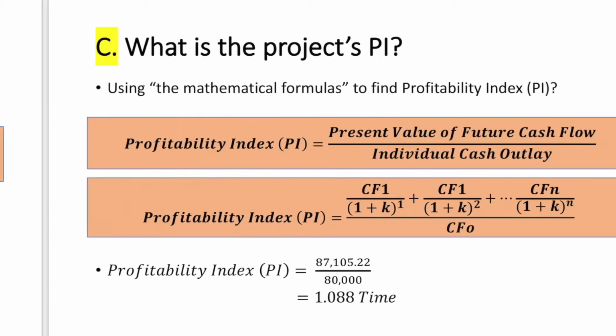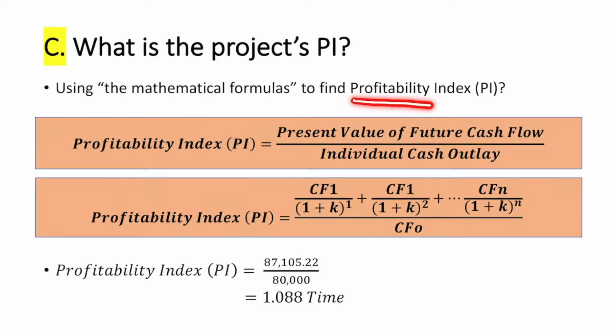Let's move to the third question, to find the profitability index, PI. By using the mathematical formula following this picture, the profitability index comes from the present value of future cash flow divided by the initial cash outlay. The present value of future cash flow comes from the cash flow of the year divided by 1 plus the discount rate, K, to the power of time or that year. Then the next year follows the same process until the last year, and the initial cash outlay means the cash flow out.